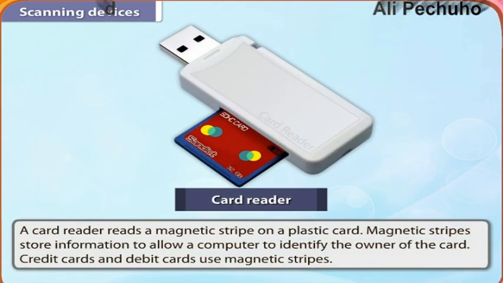A card reader reads a magnetic stripe on a plastic card. Magnetic stripes store information to allow a computer to identify the owner of the card. Credit cards and debit cards use magnetic stripes.